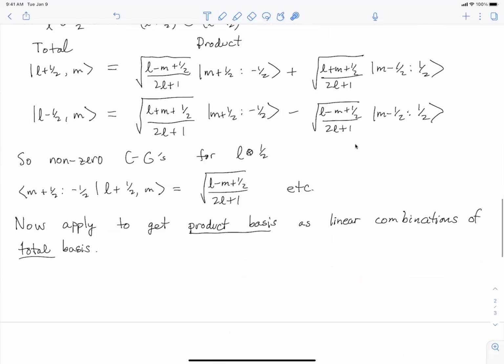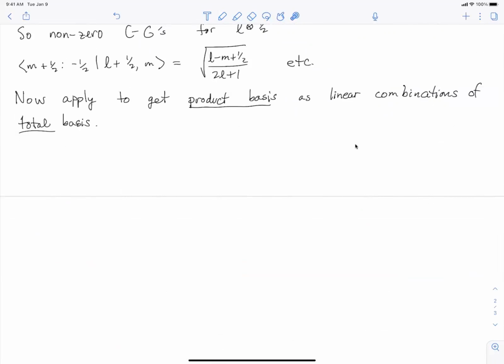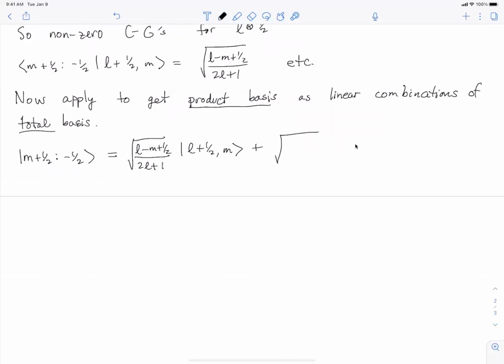And so if you apply that in this situation, you get, for example, that m plus 1/2, minus 1/2 is equal to square root of L minus m plus 1/2 over 2L plus 1, L plus 1/2. Now on the right side, I'm writing in the total basis. And the coefficients that go here are, again, these square roots. Okay, so that's one of them.